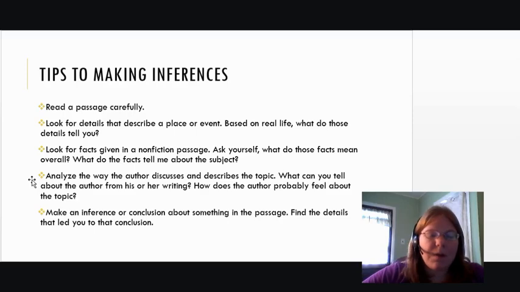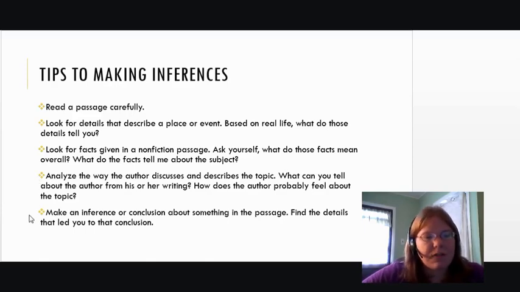Analyze the way the author discusses and describes the topic. And to analyze just means to think closely and to examine closely. What can you tell about the author from his or her writing? How does the author probably feel about the topic? This goes along with tone. How does the author feel about what they're writing about? You can figure that out based on the details and what they actually say.